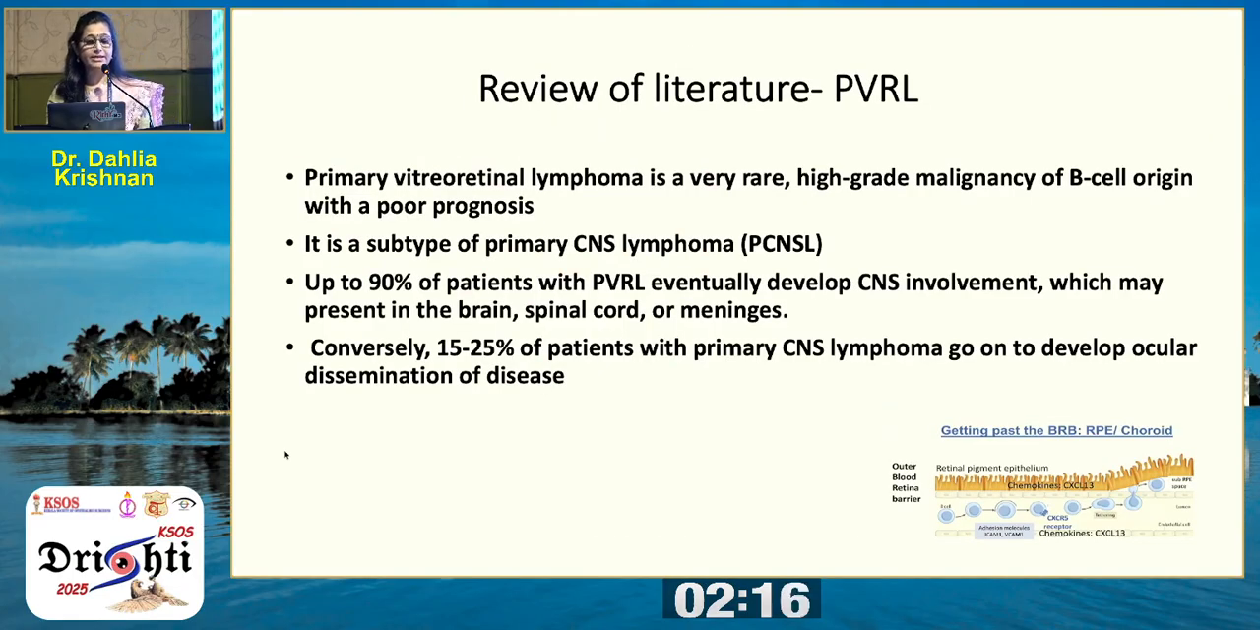So on review of literature, primary vitreoretinal lymphoma is a very rare high-grade malignancy of B-cell origin with a poor prognosis, and it's a subtype of primary CNS lymphoma. Up to 90% of patients with PVRL eventually develop CNS involvement. So that's important. And also 25 to 50% with primary CNS lymphoma go on to develop ocular dissemination of the disease.